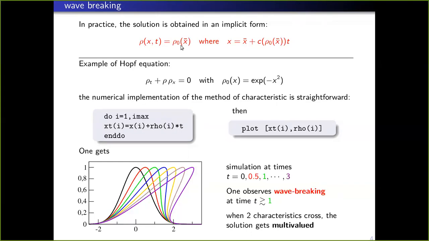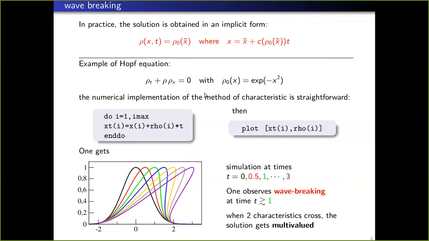Let me give another, more numerical way of solving it, and take, for instance, the example of a simple nonlinear advection equation, which is the Hopf equation, where C of rho is equal to rho. So the equation is rho sub t plus rho sub x equals 0. And take an initial Gaussian distribution, rho naught equals exponential of minus x squared. Then, instead of solving this, one can numerically implement the solution very easily.